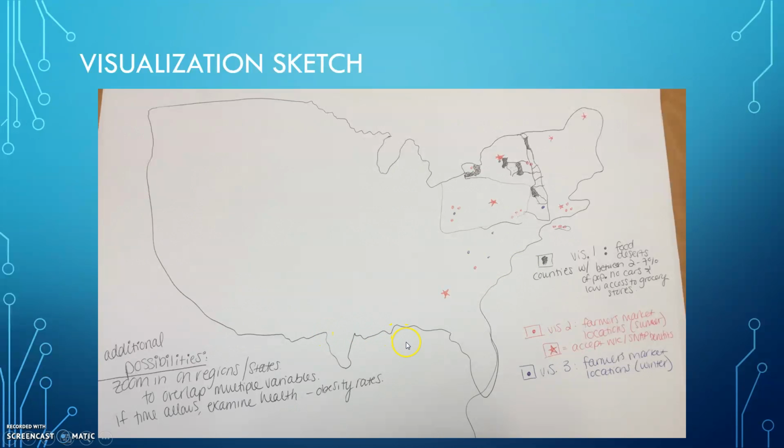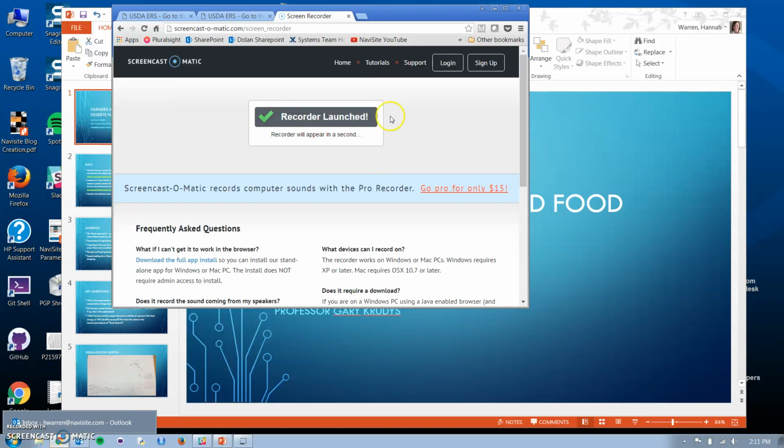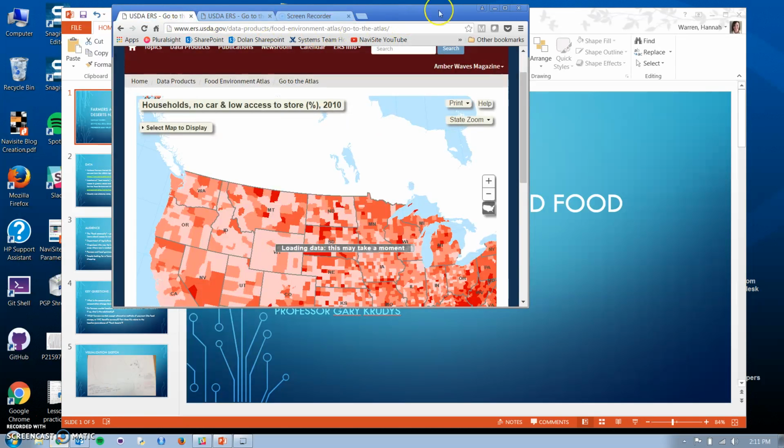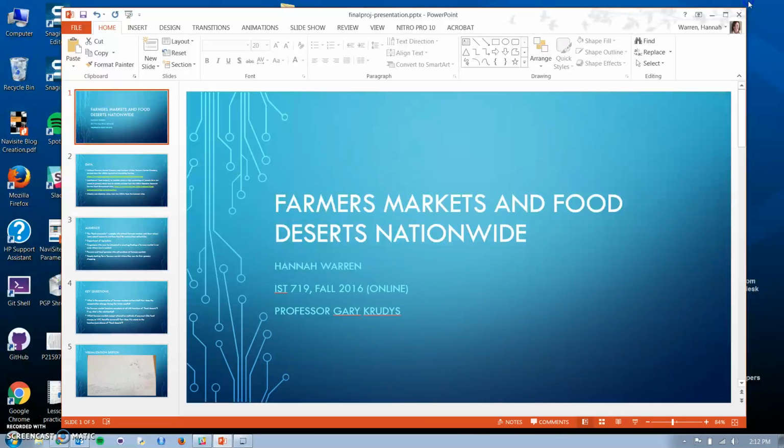In my preliminary investigations and looking at the USDA websites, they actually have really great maps. I can even show you that. Showing the prevalence of these problems. So it is pretty bad in the South, it seems like. Households with no car and low access to a store. A lot of it happens down here and some in the Plains states. So I think it might be worthwhile to zoom in on specific regions and examine a little bit closer that way.